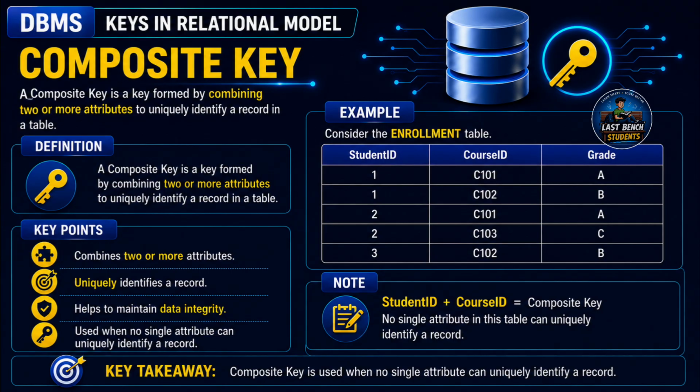A composite key is formed by combining two or more attributes to uniquely identify a record. In this example, student ID and course ID together form the composite key because neither attribute alone can uniquely identify a record.